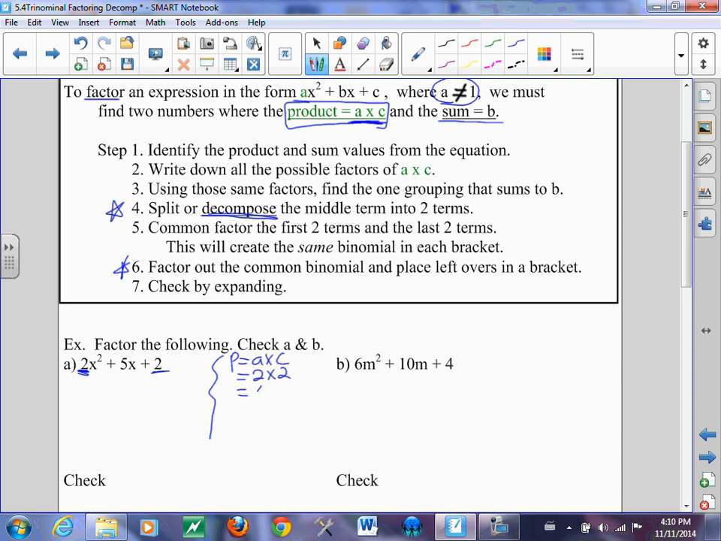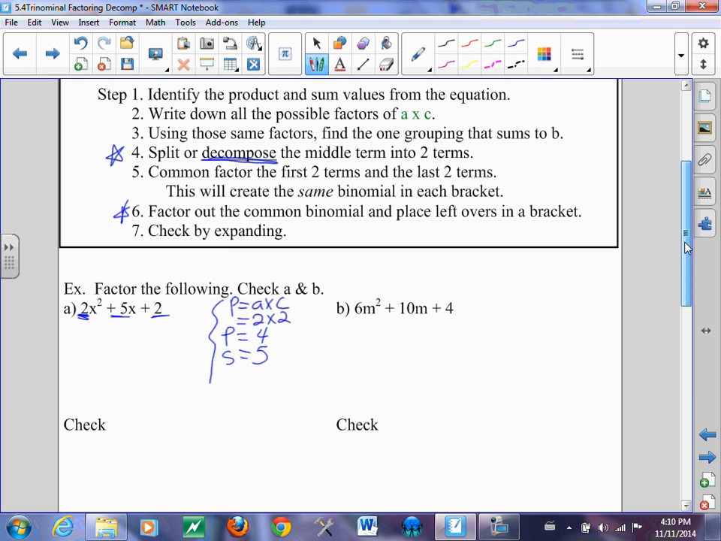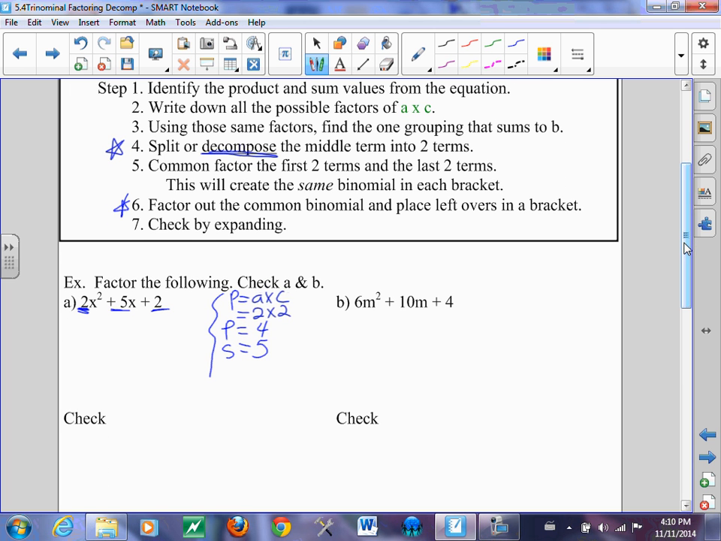So 2 and 2 equal 4. So my product equals 4, and your sum stays the same, which is plus 5. Okay? So now we need to figure out, I'm just going to move this up a little bit so hopefully we can still see the steps. Great. Now we need to figure out what are our products of 4, 1 times 4 and 2 times 2, and which one sums to 5, 1 times 4.